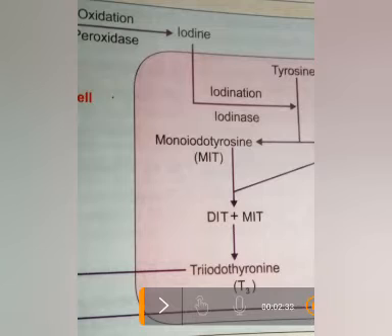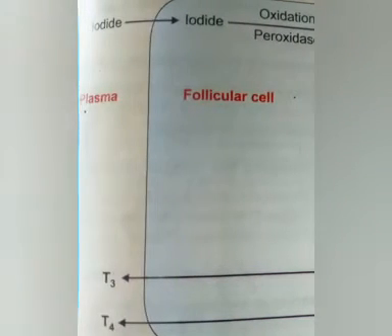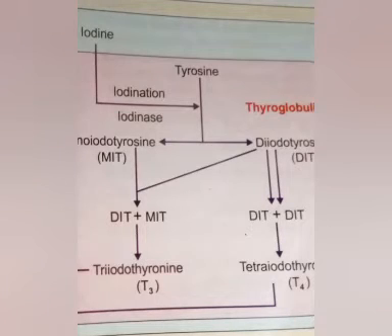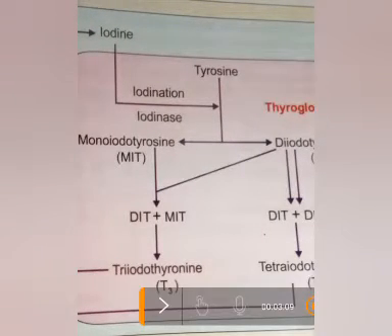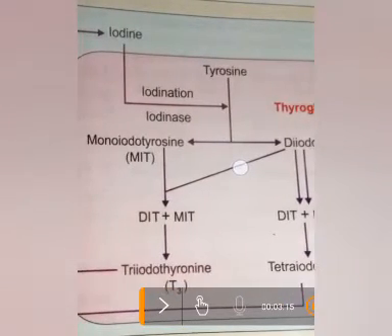That is the thyroglobulin synthesis. The second step is iodide trapping. In iodide trapping, iodide is actively transported from the blood into the cells. Here you can see there are three compartments. The first one is the plasma, the second one is the follicular cells, and the third one is the thyroglobulin. From here only, the actual thyroid hormone synthesis takes place.